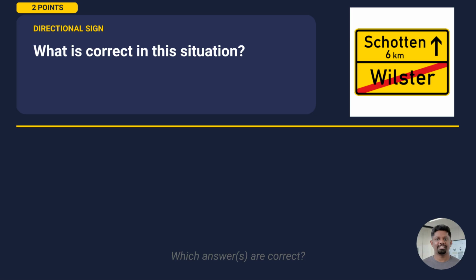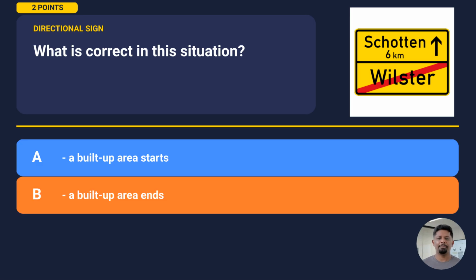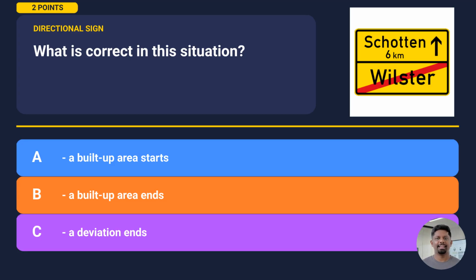Let's keep going. What is correct in this situation? Take a moment to look at the options. Option A, a built up area starts. Option B, a built up area ends. Option C, a deviation ends. Pause the video and make your choice. When you're done, let's see the answers together.